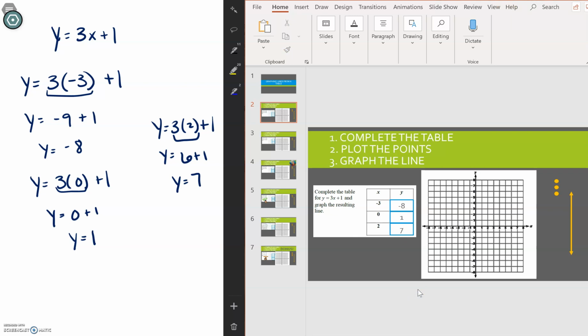Alright, so now we need to take it one step further and actually plot these points. So I'm going to select one of my dots. I need to plot at -3, -8. So I'm going to start at the origin, go to the left 3 units, and down 8. And plot my point.